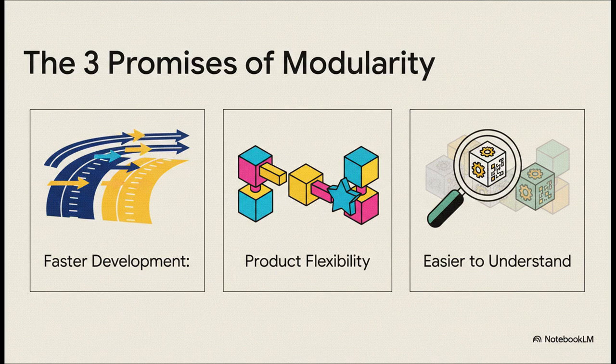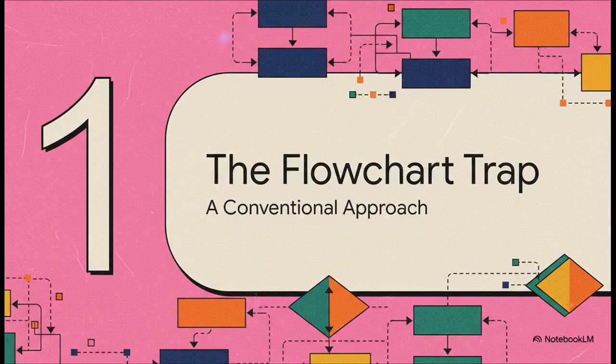But here's the million-dollar question. It's not if we should do this, it's how. How do we actually decide where to draw the lines between these modules? Okay, so let's start with what feels like the most obvious approach, the one most of us would probably come up with first. Parnas has this great name for it. He calls it the flowchart trap.